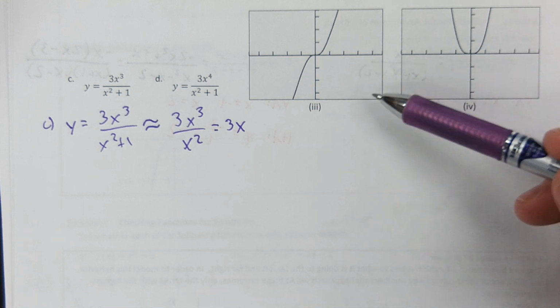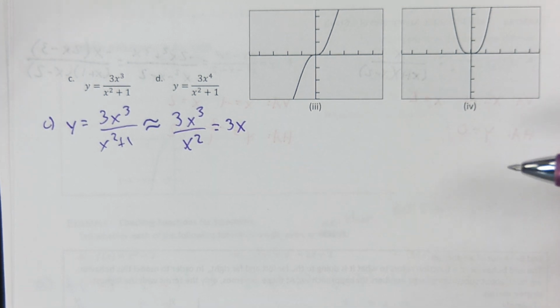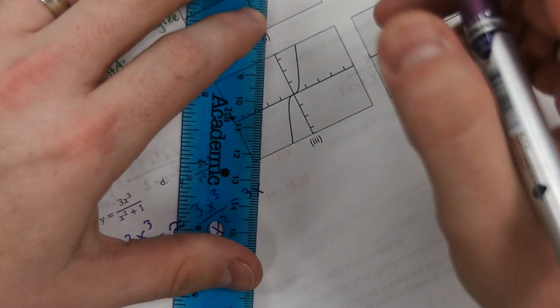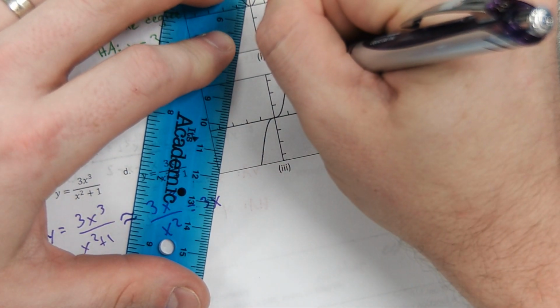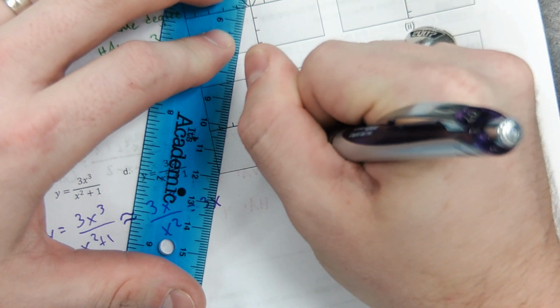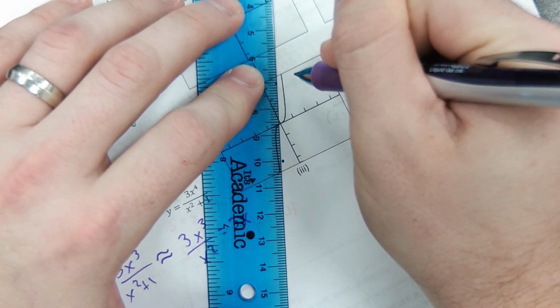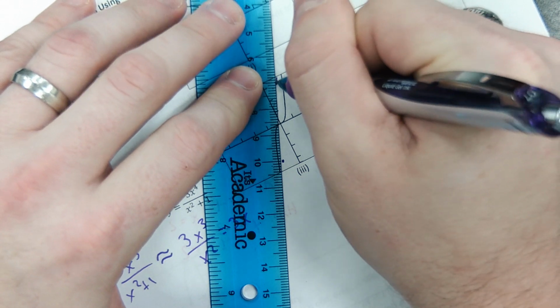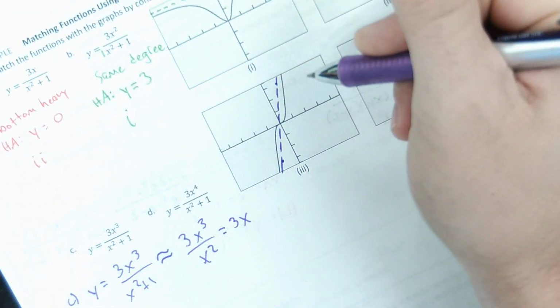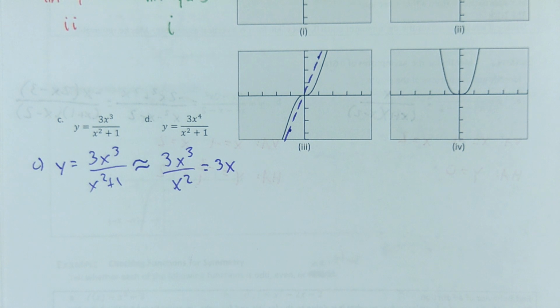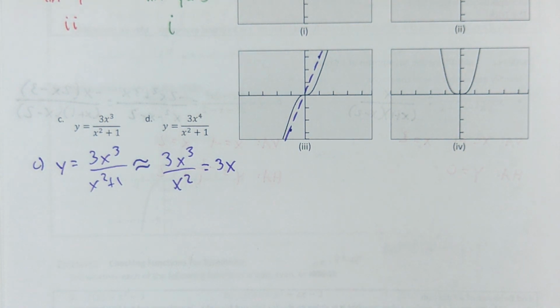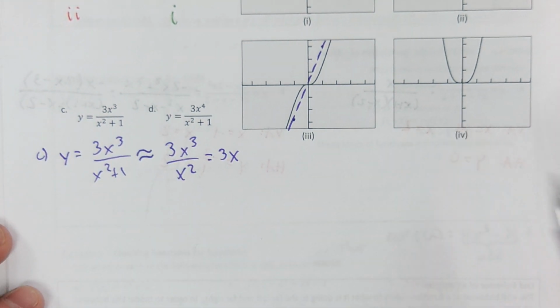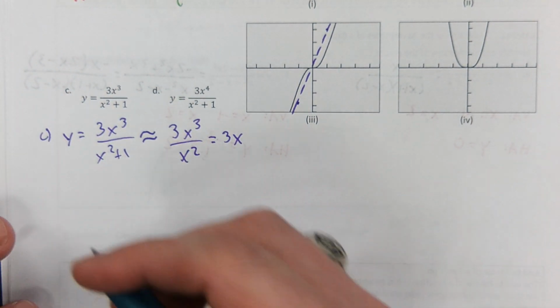So we have graph 3 and we have graph 4. Which one of them appears to be approaching the straight line y equals 3x? Yeah, graph 3 does. And the further out we zoom, the more that line is going to look like y equals 3x. Which I know, obviously, that means that this one is part D, but I do want to show you the math that gets us there.